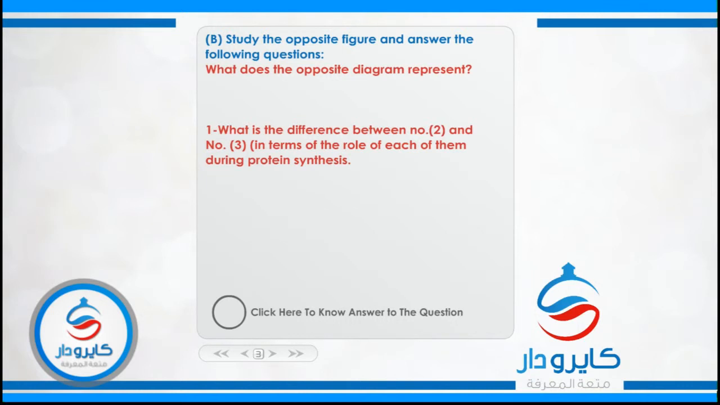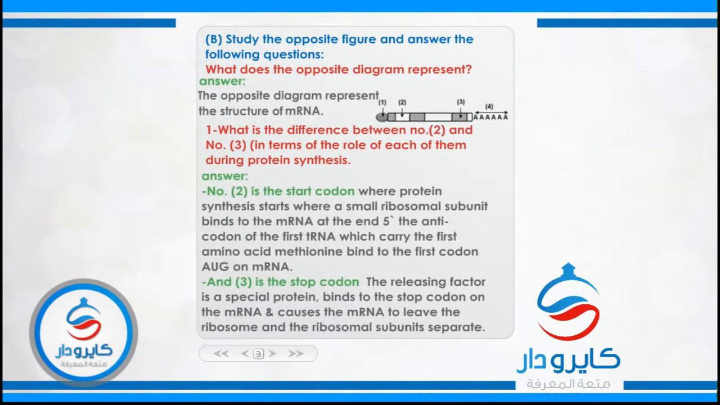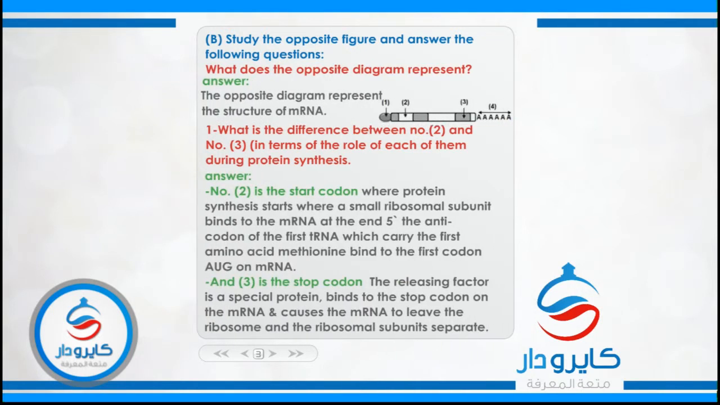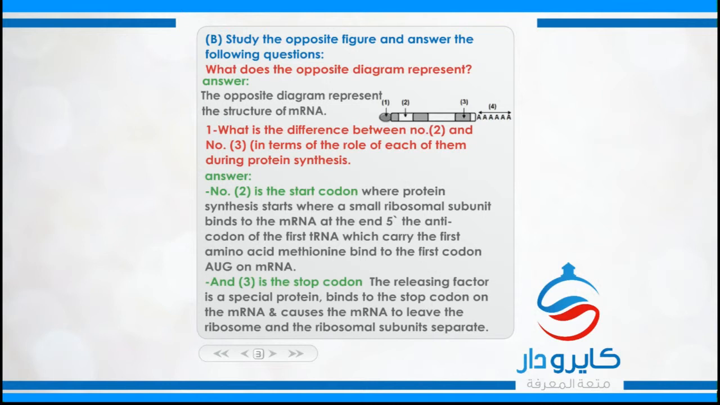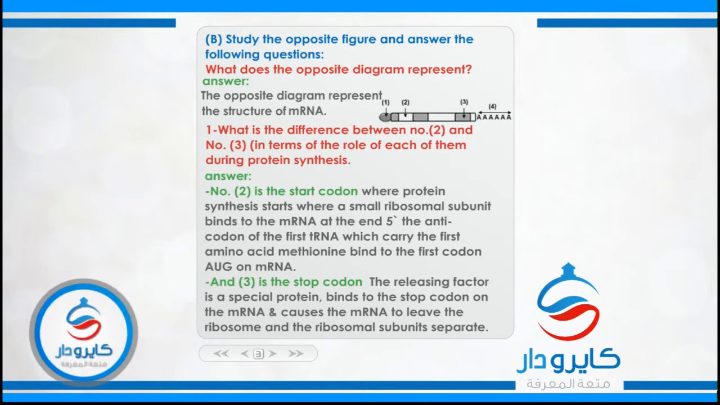Study the opposite figure and answer the following questions. The figure represents the mRNA. We understand that number 1 is a binding site of the ribosome at the 5 prime end. Number 2 is a start codon, AUG, which represents the methionine amino acid. Number 3 is a stop codon, and number 4 is a polyadenine tail. The first question: what does the opposite diagram represent? So the answer is the mRNA.